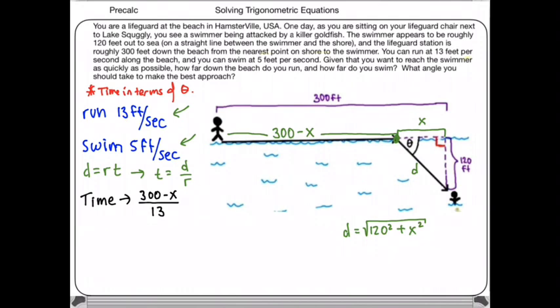Now, we know that the person also has to travel this distance right here, and so that distance divided by a rate, so let's go ahead and put the distance up there. So we got the square root of the sum of 120 squared plus x squared all over 5, because that's how fast the person could swim. Okay, so that is going to be time with respect to x.